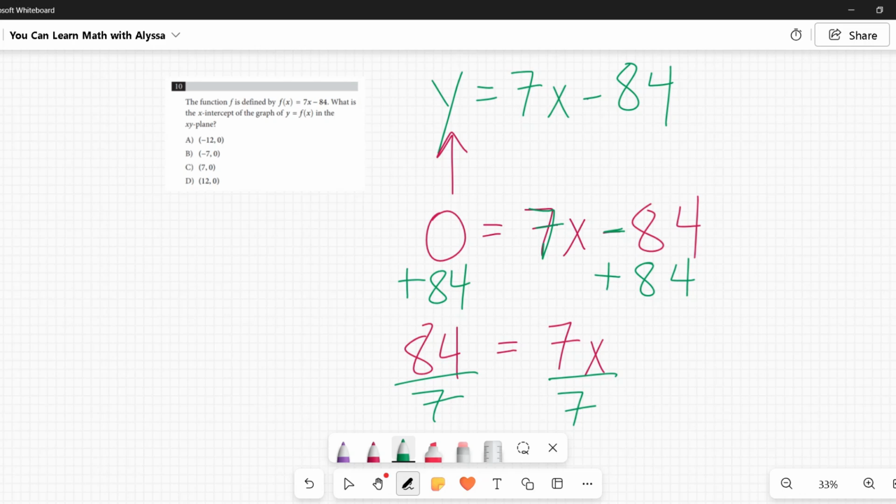So 7 goes into 84 12 times. So my x value is 12. My y value is 0. 12, 0 is my x-intercept, and that is D. Again, if you want to type this in to your graphing calculator and then look for the point where it crosses the x-axis, that is an equally valid way to do this. Either way, you get D, 12, 0.